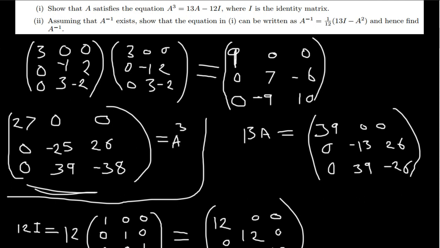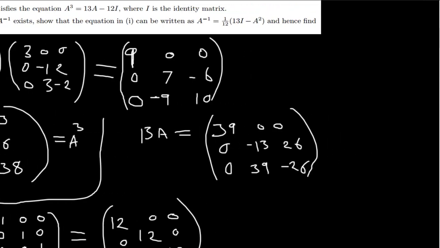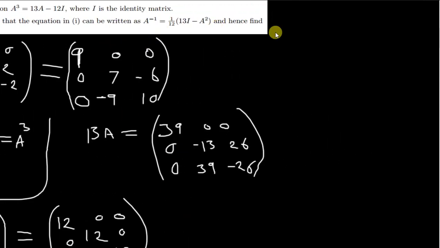So let's see what the next question is saying. Assuming that A inverse exists, show that the equation in I can be written as 1 over 12 and then 13i minus A squared. So we begin. So here what they are saying, they are asking us to show that A inverse is just given by this. How do you do that?